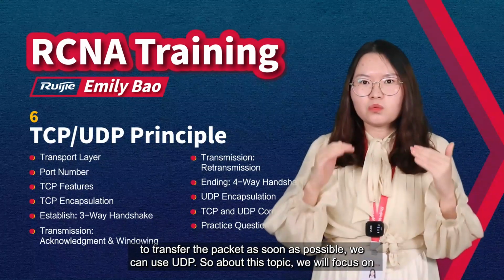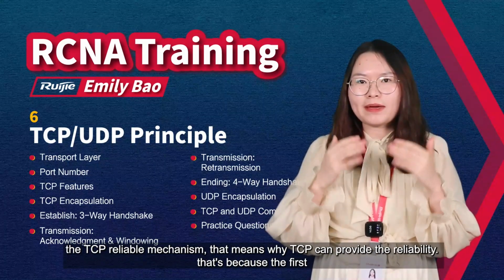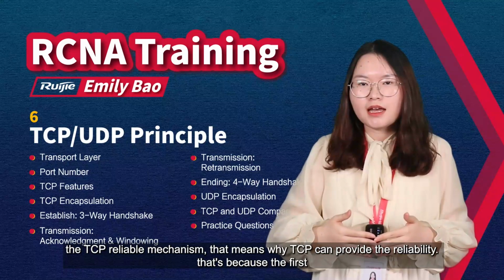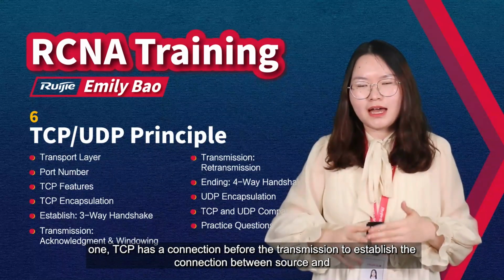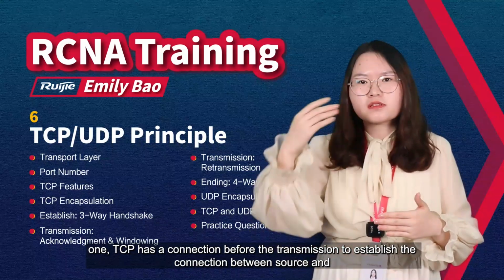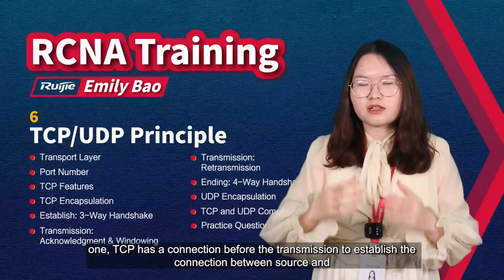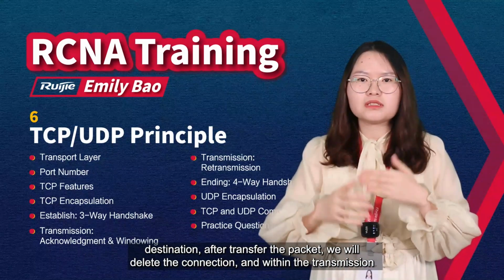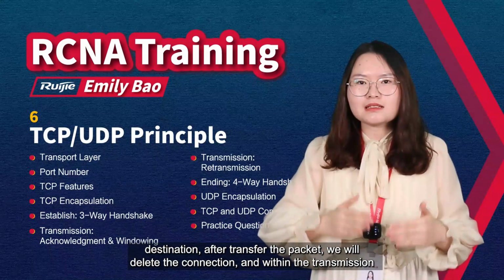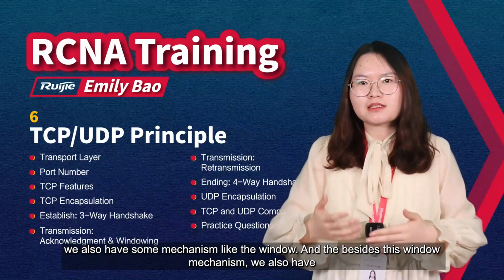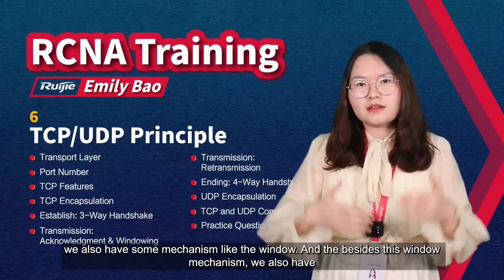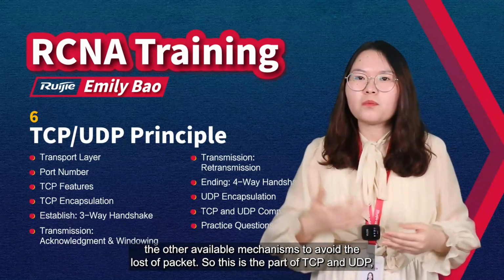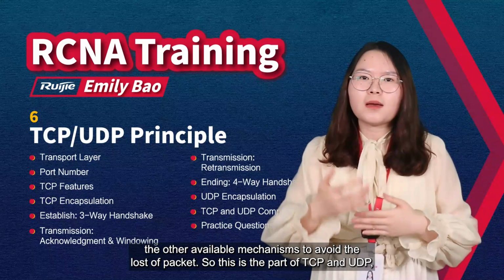So about this topic, we will focus on the TCP reliable mechanism. That means why TCP can provide reliability. That's because, the first one, TCP has a connection before the transmission to establish the connection between source and destination. After transferring the packets, we will delete the connection. And within the transmission, we also have some mechanisms like the window. And besides this window mechanism, we also have other available mechanisms to avoid the missing.